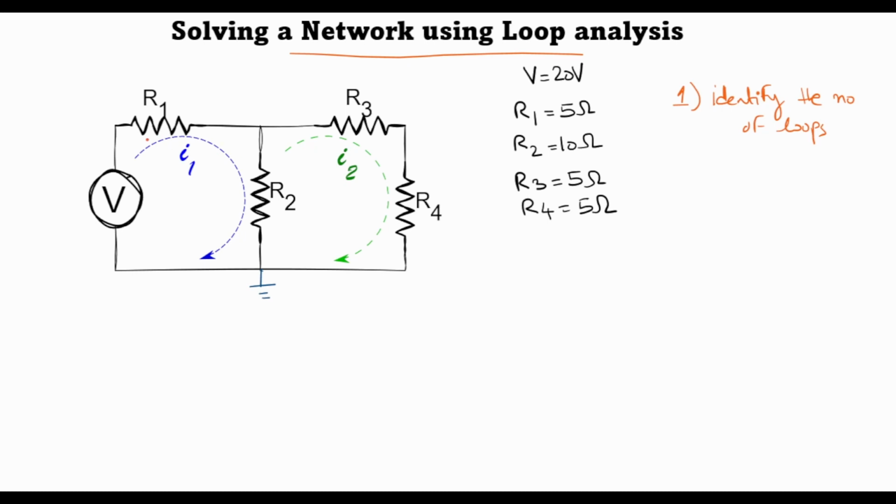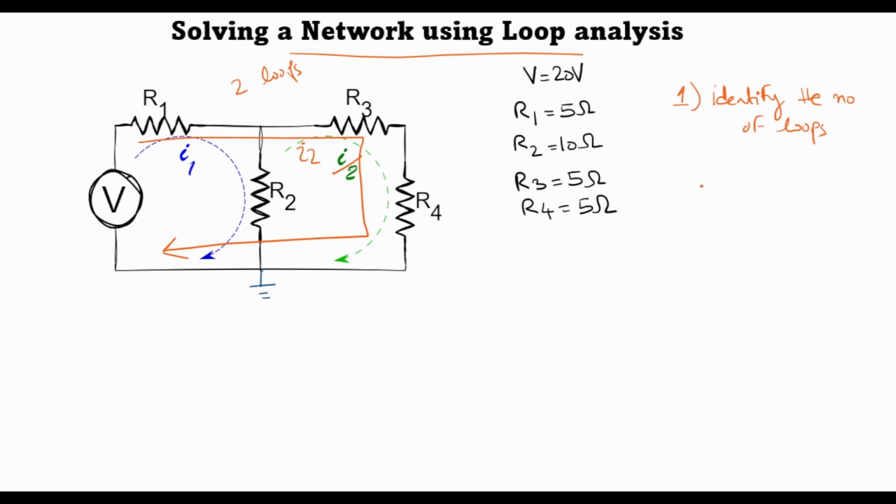Now I can also have a loop like this. I can have I1 and I can call this I2 instead of this green one. And here as well, I am encompassing all the elements within the network by these two loops. And hence, two loops suffice to solve this network.